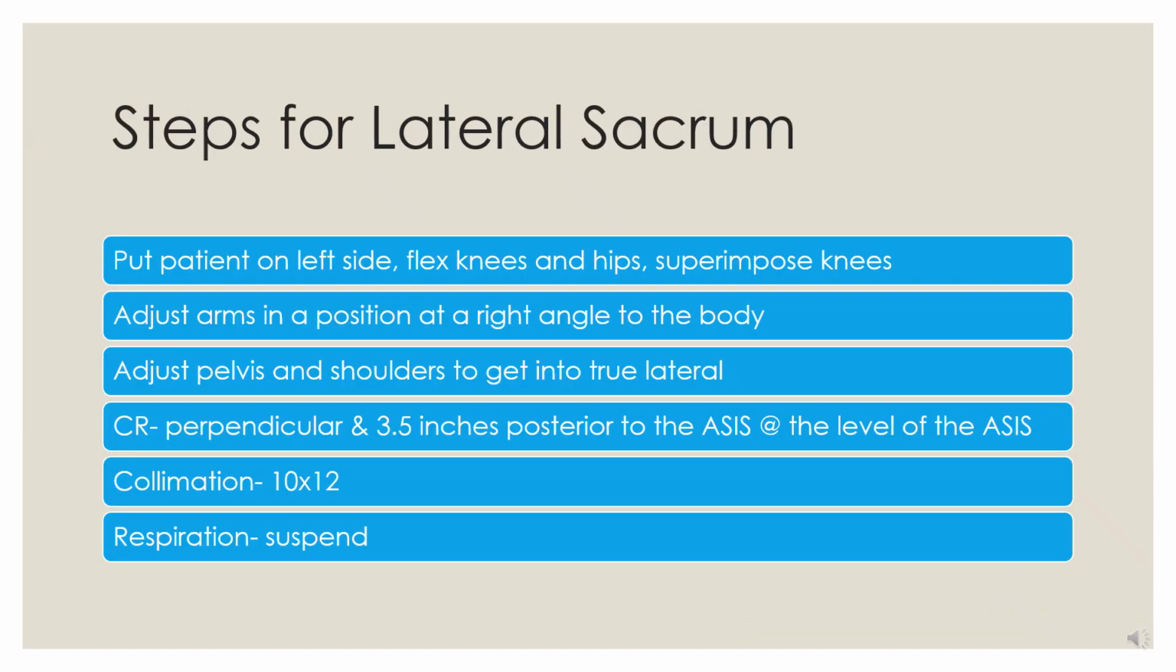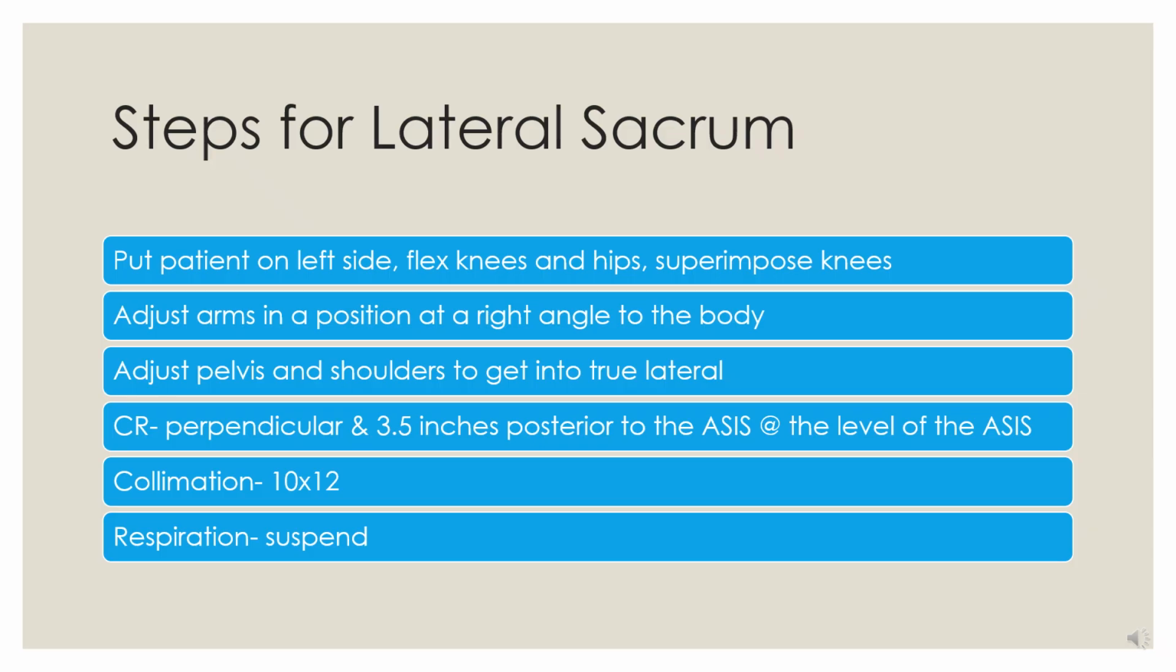For the lateral sacrum, you're going to put the patient on their left side, you're going to flex their knees and hips, and you're going to put their knees on top of each other. You're going to adjust their arms in a position at a right angle to the body, so just out in front of them. You're going to adjust the pelvis and shoulders to get into true lateral.